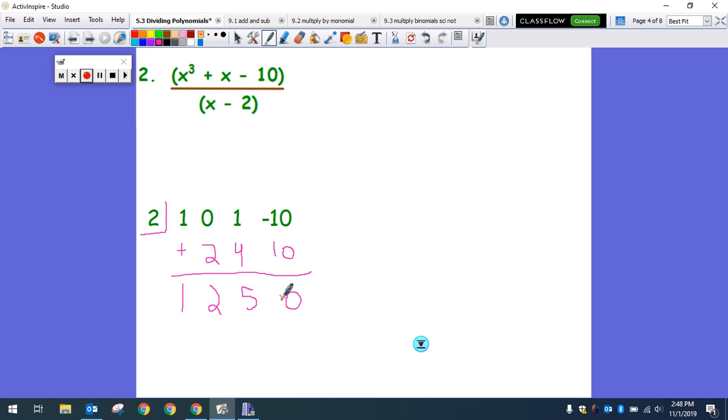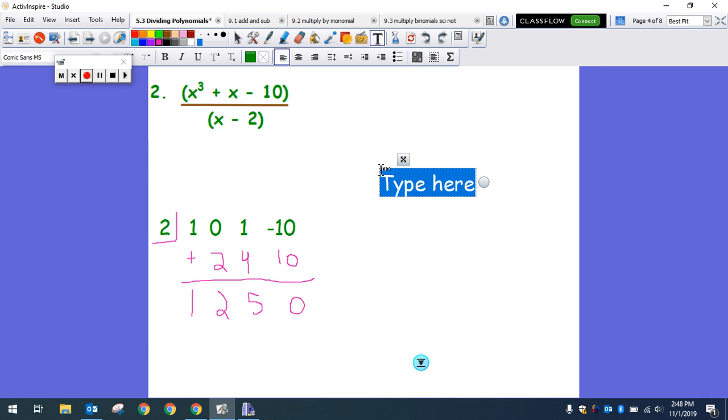So again, this is my remainder. This is my number. This gets an x, and this one will get an x squared. Okay? So my final answer is going to be x squared, a positive 2x and a positive 5. And there was no remainder, right? This is the x squared, this is the 2x, and this is the positive 5, and there is no remainder.